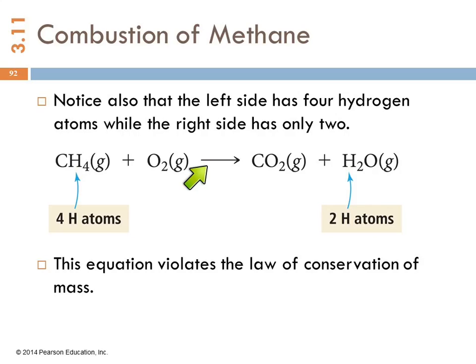A chemical equation is not unlike a math equation. You can think of the arrow as being like an equal sign. And however many C's, H's, and O's are on the left side of the equal sign have to be the same as the ones on the right. This equation is violating the law of conservation of mass.